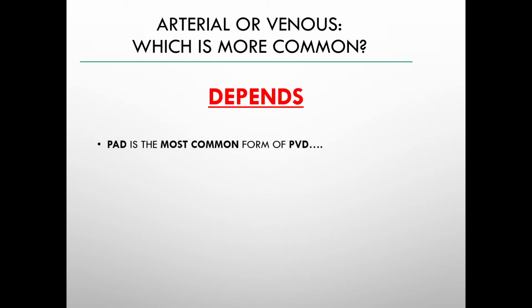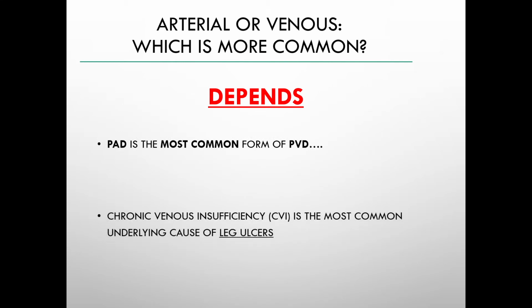And really what it depends on, well, there's two that are most common, and you need to understand the distinction between these. Peripheral arterial disease is the most common form of peripheral vascular disease around, period. So when you speak of peripheral vascular disease, the most common problem that we see is arterial. That said, when a lot of the leg ulcers start to form, we need to understand that the most common underlying cause of leg ulcers forming is ultimately chronic venous insufficiency. And there can clearly be an overlap between arterial and venous at the same time.